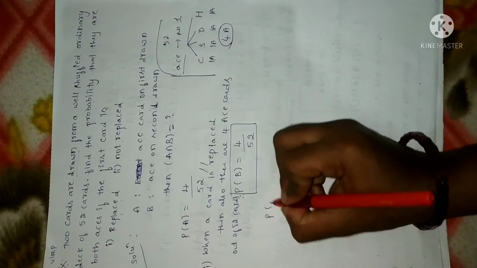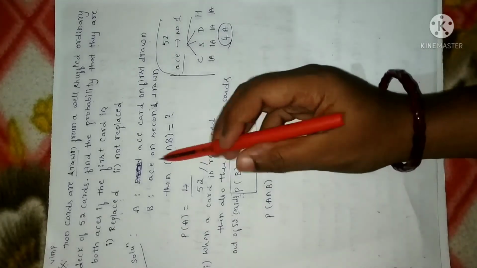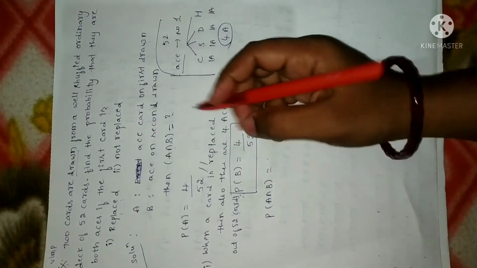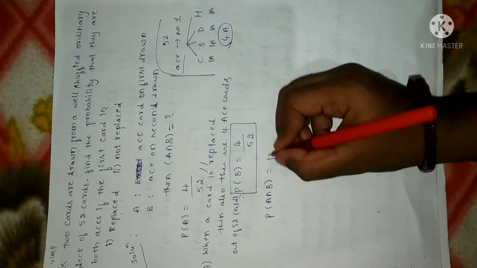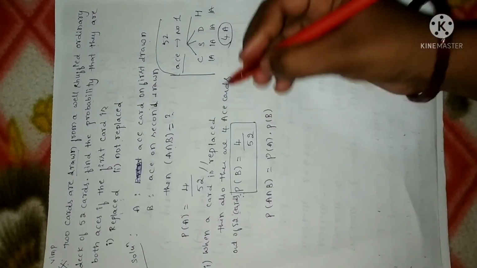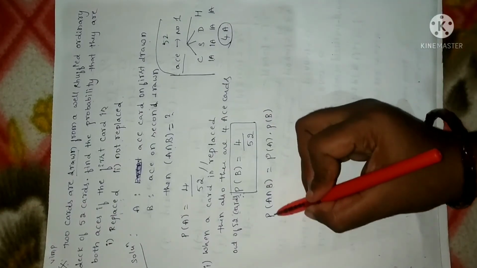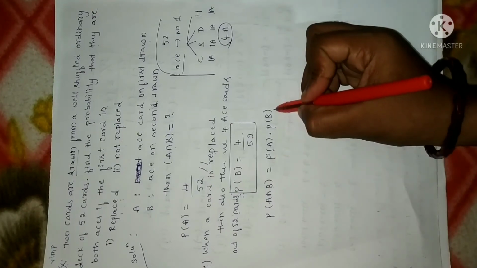Fine. Now let me find the probability of A intersection B. Since A and B are independent events, because they do not depend on one another, in order to find A intersection B, we can write probability of A into probability of B. Just now I told you, whenever there are two independent events, we can write probability of A intersection B as probability of A into probability of B.